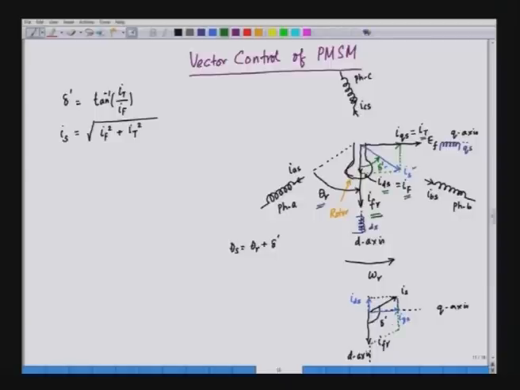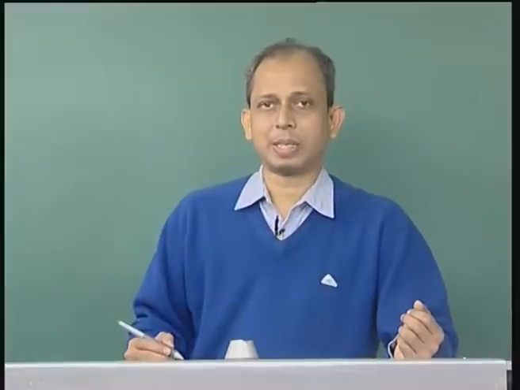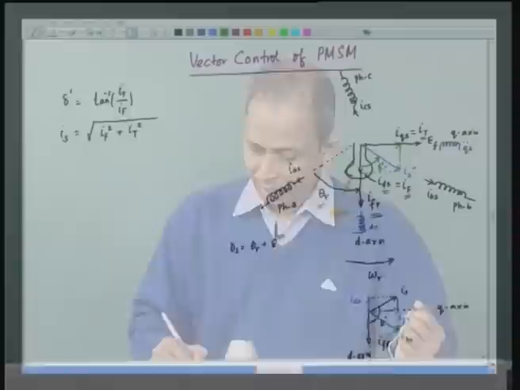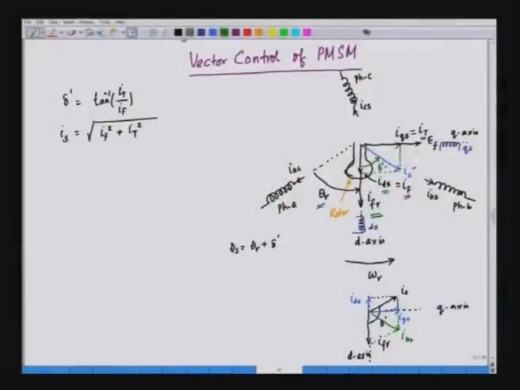If we find out the resultant here also, we can do that by completing this parallelogram. This is the resultant of IS and IFR, and we call that IM, the magnetizing current. IM will be reduced because of negative IDS, and that is what happens in flux weakening. In fact, in flux weakening, delta prime will be higher than 90 degrees. So, if this angle delta prime is higher than 90, we can go for flux weakening.